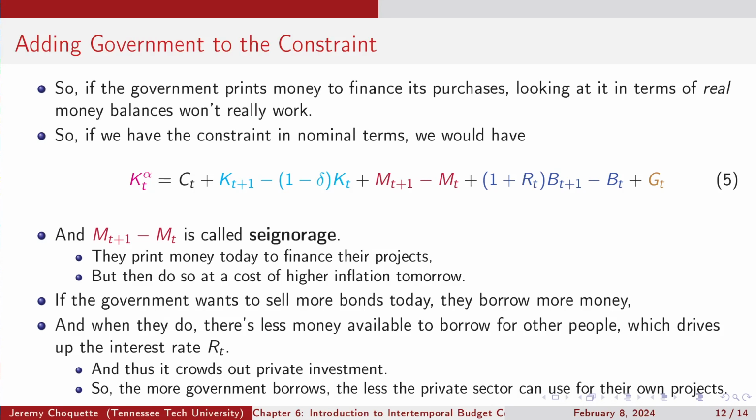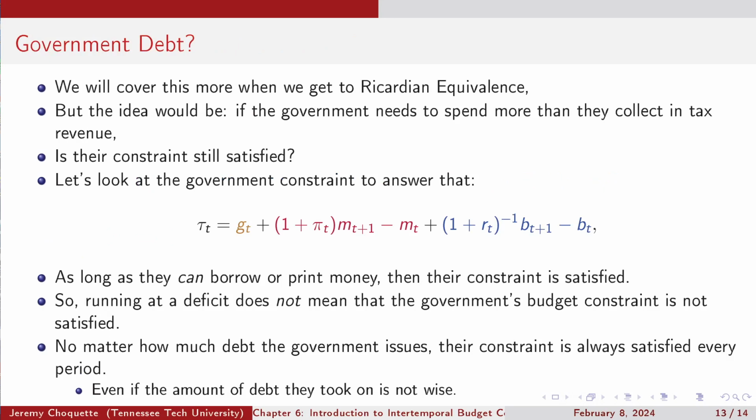of higher inflation tomorrow. If the government wants to sell more bonds today, well, they have to borrow more money. And when they do, there's less money available to borrow for other people, which then drives up the nominal interest rate, and then it crowds out private investment. So the more the government borrows, the less the private sector gets to use for their own projects. And in which case, you'd better hope the government is going to borrow the money and use the money in a way that is viewed as equally useful by society as whatever the private investment projects were going to be. Doubt that's always the case.